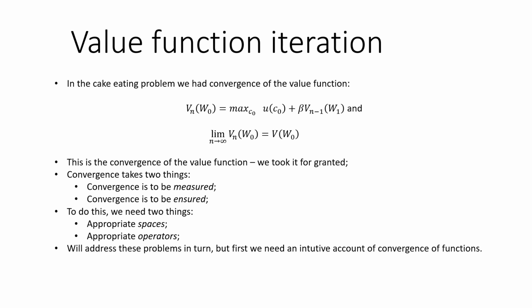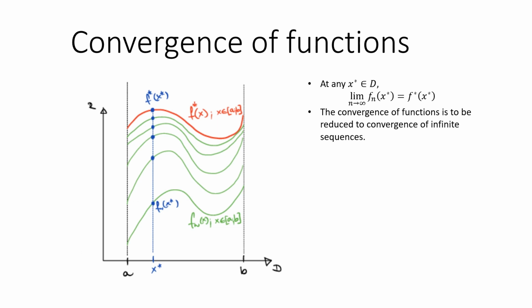But before doing so, I suggest we build an intuitive and straightforward idea of the convergence of functions. We have this simple figure to build that intuitive idea. We have a domain, which is a closed interval AB along the horizontal axis, over which we have a series of functions. The limiting function is represented by the red curve, and the green curves represent the series of functions through which we are converging towards the limiting function.